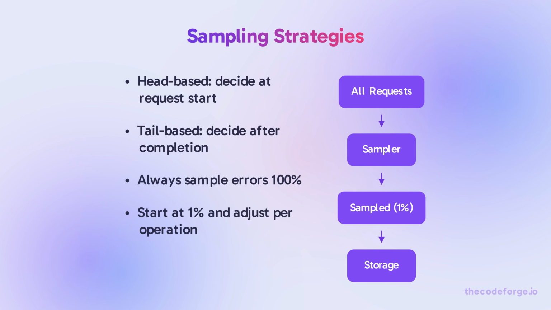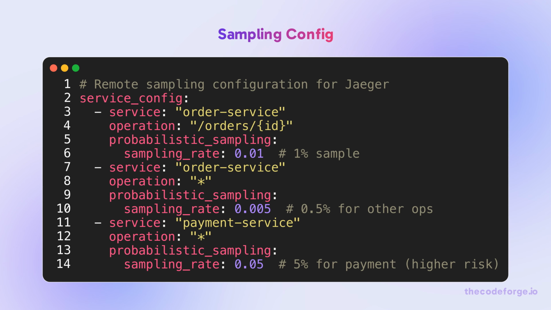Recording every trace at production scale is expensive. Head-based sampling is simple, but can miss slow requests. Tail-based sampling captures the long tail, but costs more. Always sample errors at 100%. Set sampling per operation. Payment services need a higher rate than health checks. Use remote sampling configuration to change rates without redeploying.